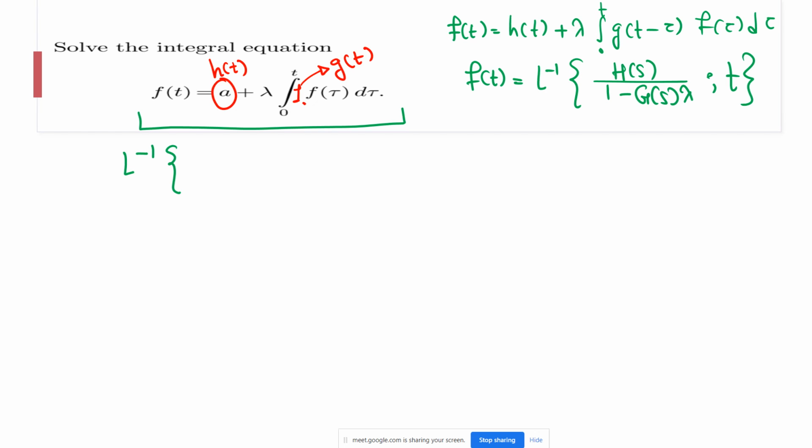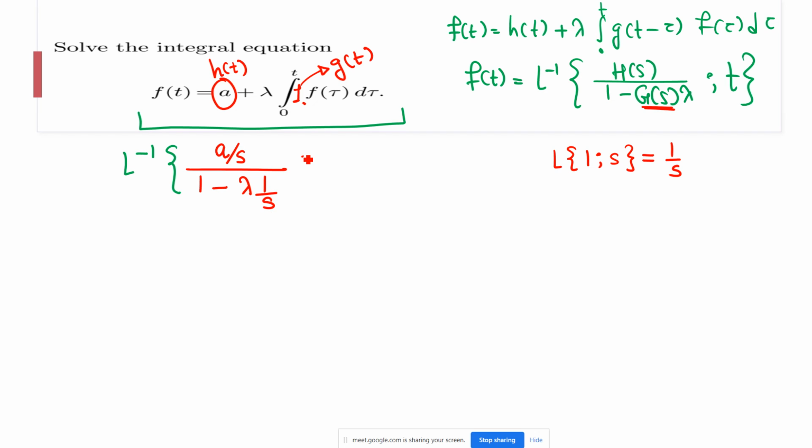It is one of the easy formulas, right? What was the Laplace for 1? It was 1 by s, so it should be a by s. So my h of s is nothing but a by s divided by 1 minus lambda times g of s. My small g of t is 1, so the Laplace would be 1 by s.